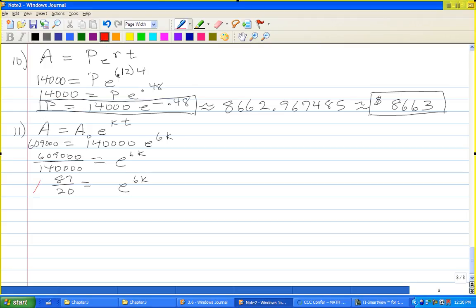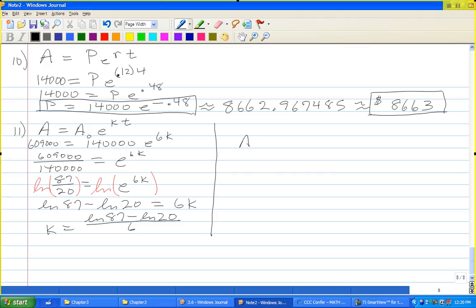Take ln of both sides of your equation. So you get ln of 87 minus ln of 20 is 6k. And so k is equal to (ln 87 minus ln 20) over 6.